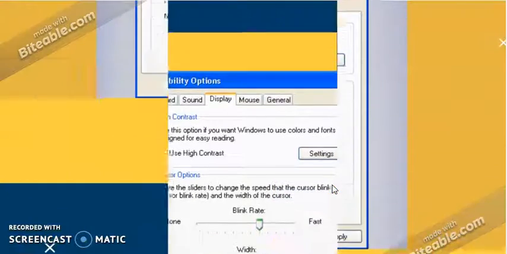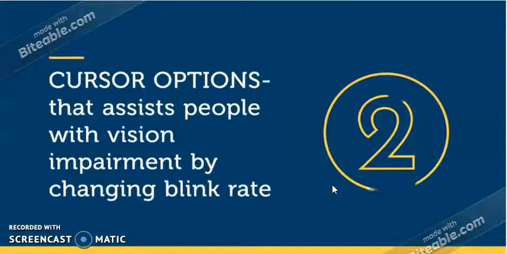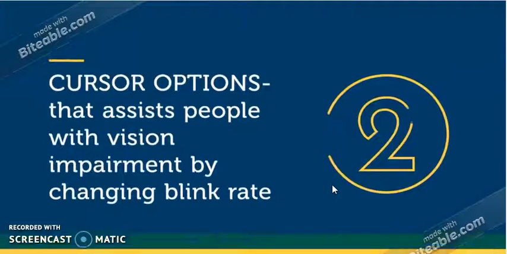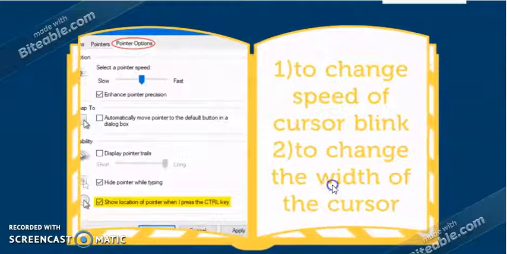The next key is Cursor Options. Cursor Options is also an accessibility feature that assists people with a vision impairment by changing the blink rate and width of the cursor. To change the speed of the cursor blink, move the blink rate slider back and forth. Notice the cursor blinking at various speeds. To change the width of the cursor, move the width slider back and forth. Notice the width of the cursor changing.